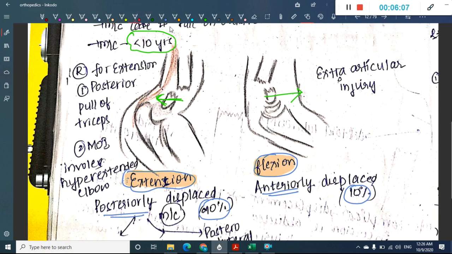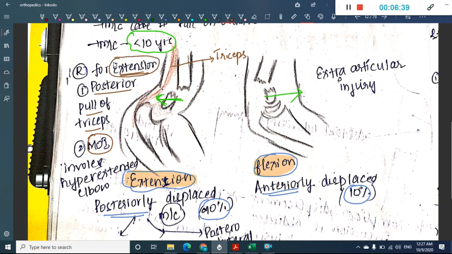Yeah, what is this muscle? This is nothing but the triceps muscle. Because of this triceps muscle, it exerts a pressure, which causes extension. Because of this posterior pull of the triceps muscle, there is extension which is seen. And the second important thing is the mechanism of action: here the mechanism of action is also hyperextended elbow.